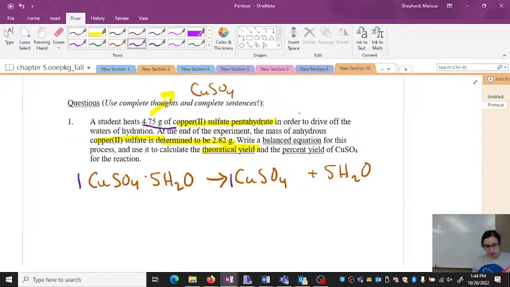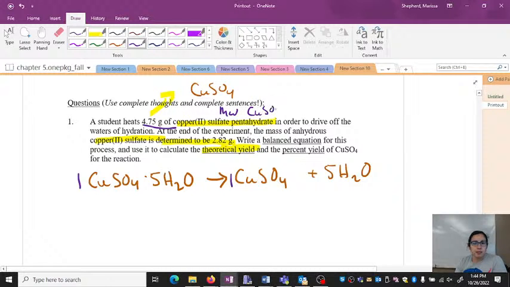What should we be calculating first right now? At least we probably have to find a molecular weight of something, so what do we need to do? How much do the elements weigh? Let's find the molecular weight of copper sulfate. And really you want both of them eventually, so copper sulfate and the copper sulfate 5H2O.